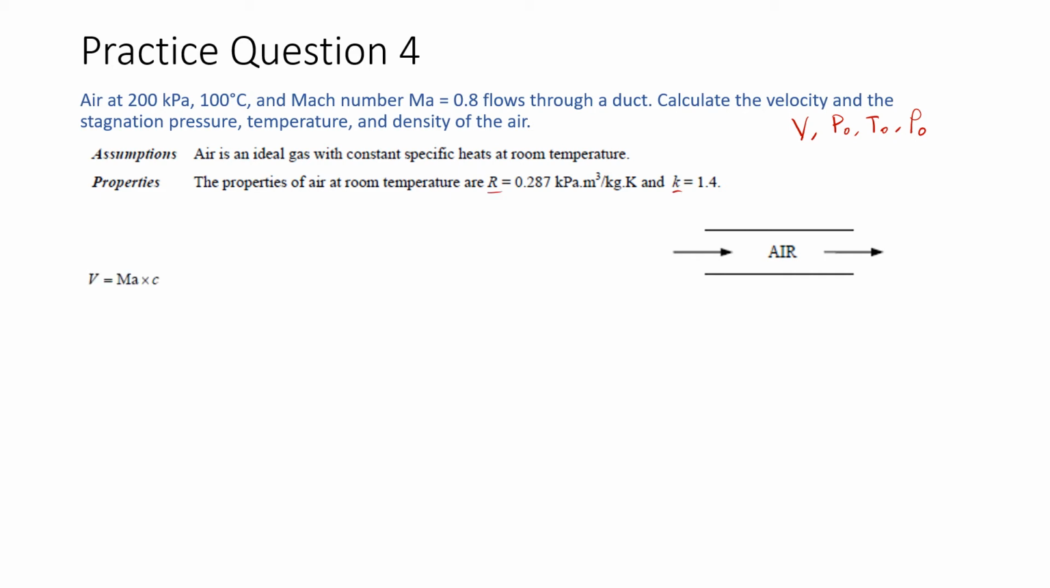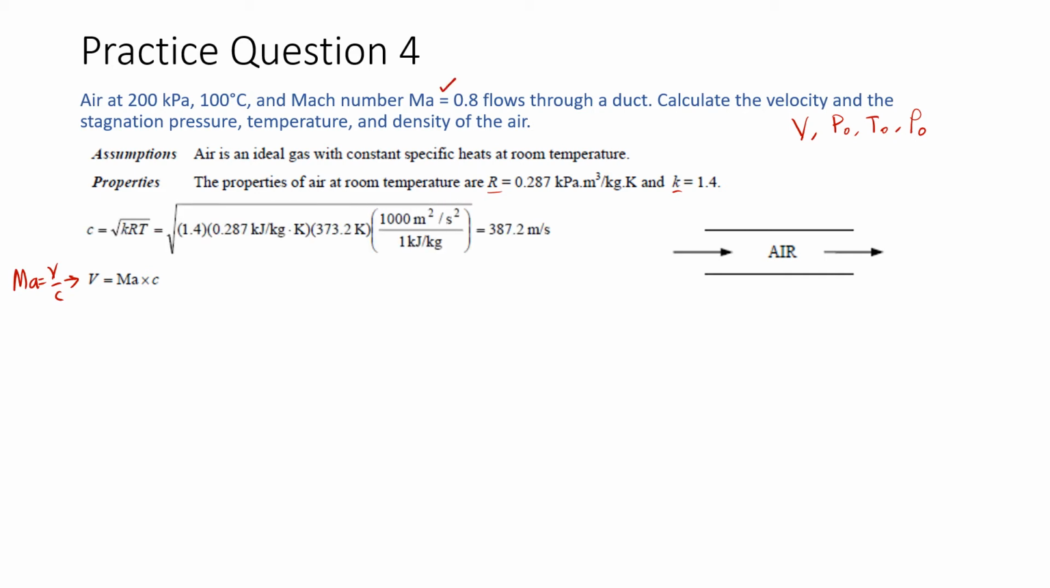Now first is velocity. We have this equation. This is simply from Mach equals V over C. So just rearrange, find V. But to find V, we need the Mach number and C. We don't have C. Mach number is given in the question. So C is the square root of KRT. We have K from the property table, R is from the property table, T is the static temperature given. Where is it? Here, 100 degrees.